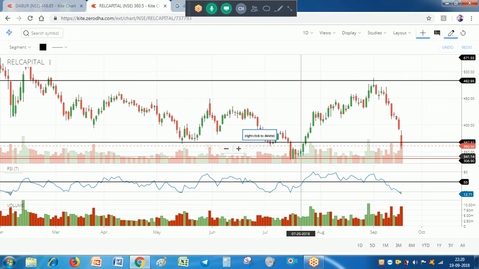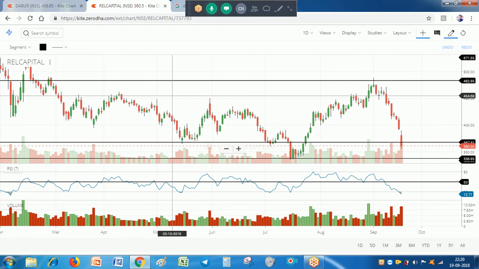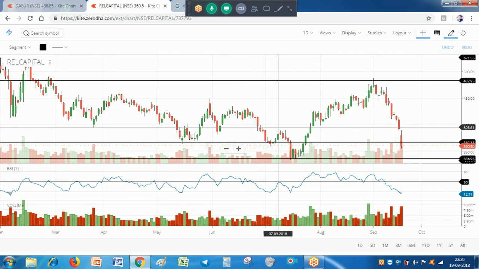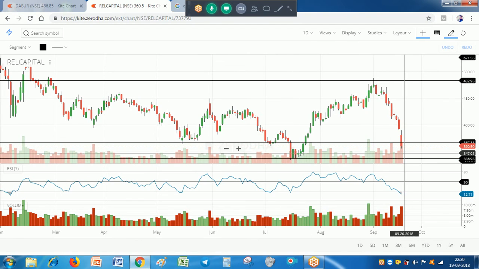So I'm telling you in advance, because sometimes we are not able to find these patterns at the latest level. Okay, so whenever you study this pattern, just give me a reminder that we have studied this recently. So this is our double bottom, and it is still in formation.